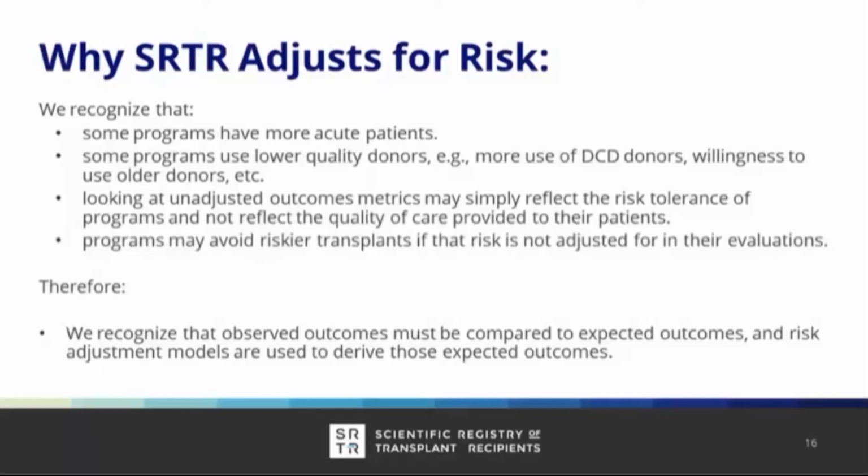And so we try to include all that actually improves our risk prediction so that programs feel more confident in using the organs and taking the recipients they feel could benefit from transplantation. So given all that, we recognize that observed outcomes must be compared to expected outcomes, and risk adjustment models are used to derive those expected outcomes.